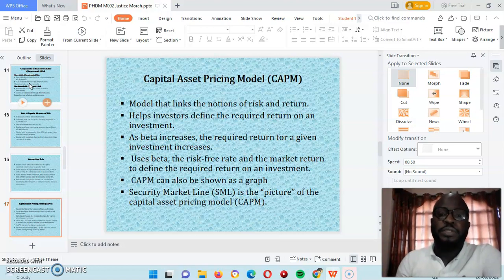The model links the notions of risk and return, helping investors define the required return on an investment. As beta increases, the required return for a given investment increases. It uses beta, the risk-free rate, and the market return to define the required return on an investment. The CAPM can also be shown as a graph. The security market line is the picture of the capital asset pricing model.